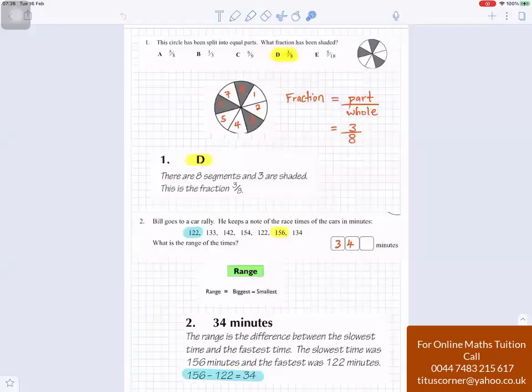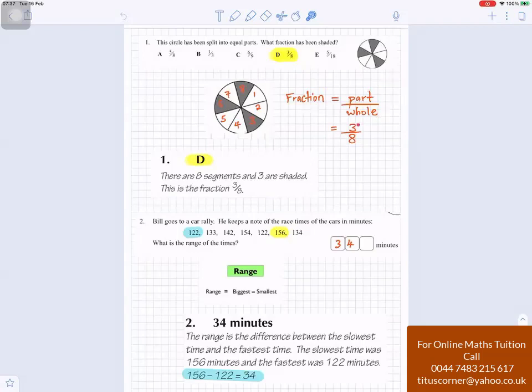Question number 1. This circle has been split into equal parts. What fraction has been shaded? We can count how many parts there are. 1, 2, 3, 4, 5, 6, 7, 8. There are 8 parts. How many have been shaded? 1, 2, 3. So a fraction is a part divided by whole.